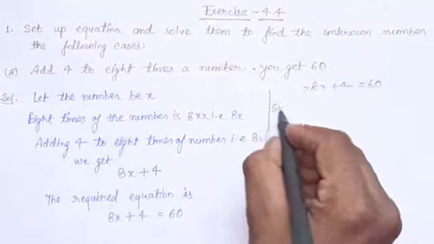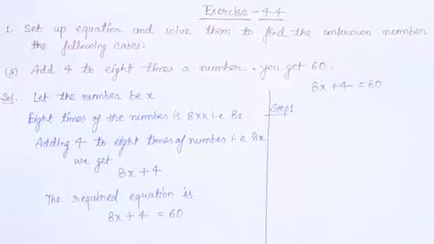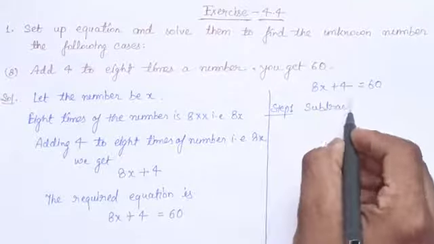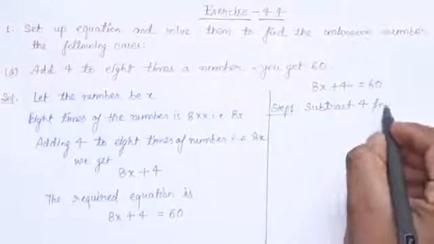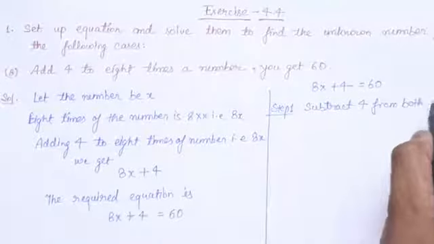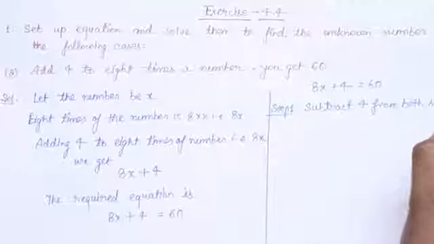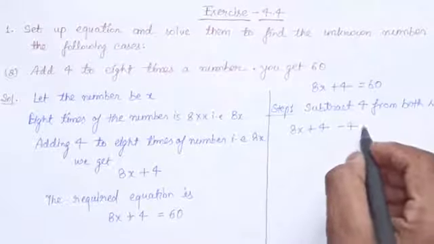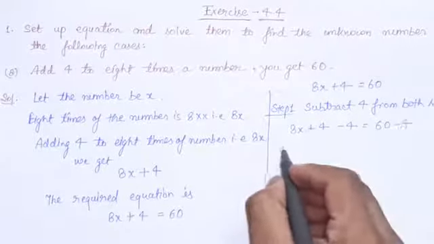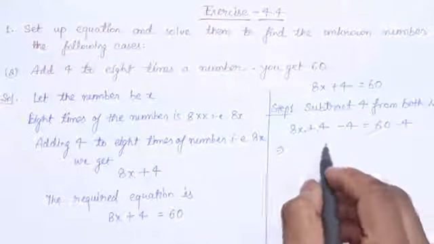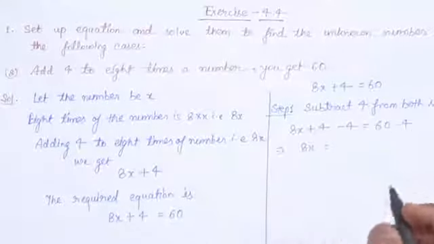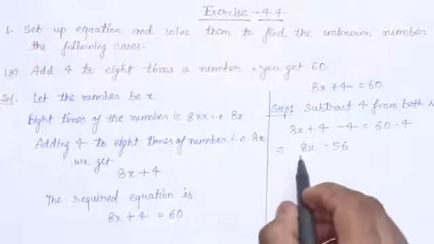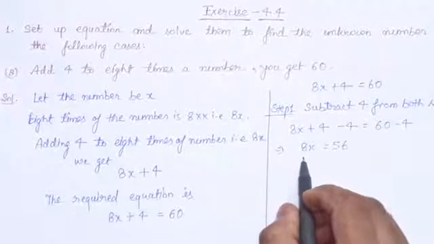So what is our step 1? In step 1, we will subtract 4 from both sides. So what we can write, 8x plus 4 minus 4 equals to 60 minus 4, which implies that here plus 4 and minus 4 cancel out. So we have only 8x equals to 60 minus 4, that is 56.